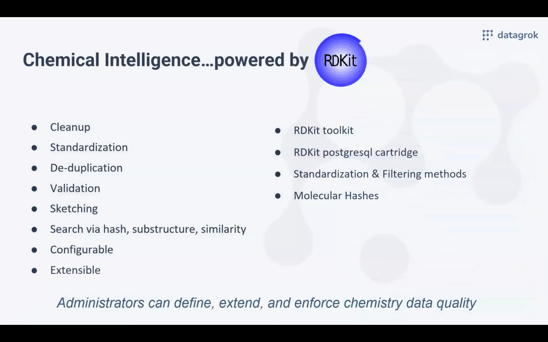And the most important slide here, I guess. Everyone knows that the heart of a registration system is chemistry, and we had to talk about it. We utilize the RDKit toolkit for cleaning up data, molecule standardization, deduplication, validation, sketching, and so on. In addition, we also use the Postgres RDKit cartridge to perform structure searches, basically substructure, similarity, and hash searches. That is really important for our system to have.